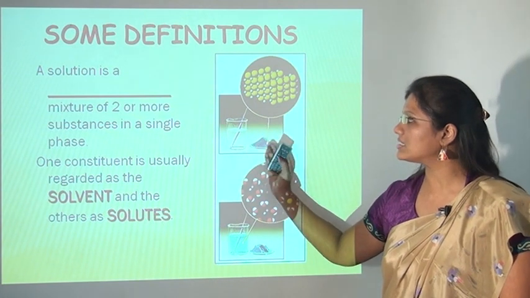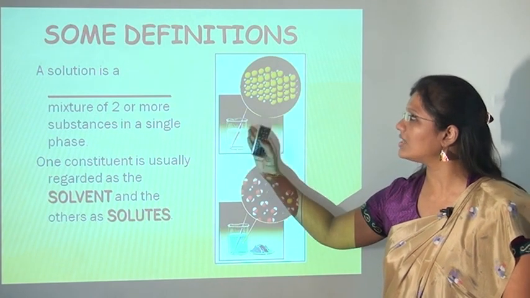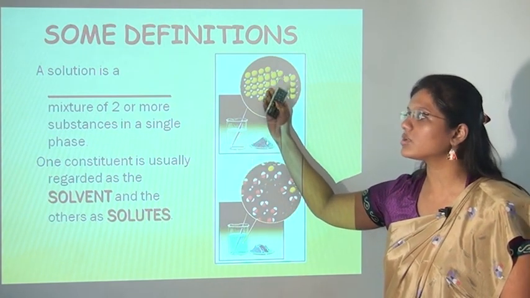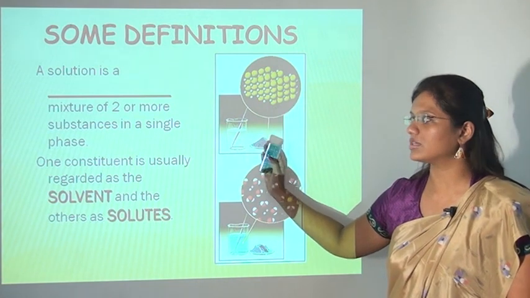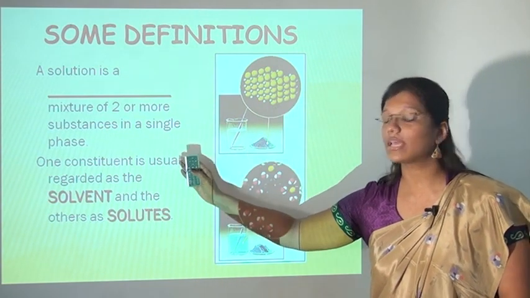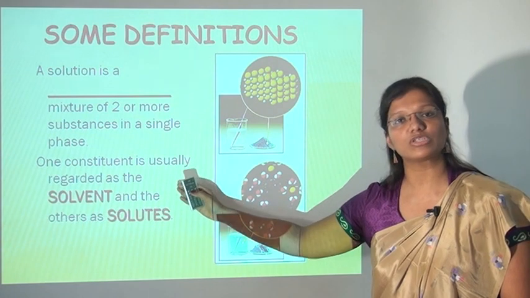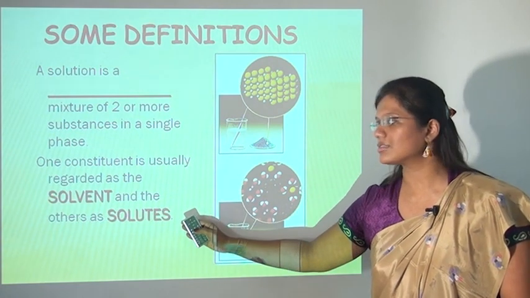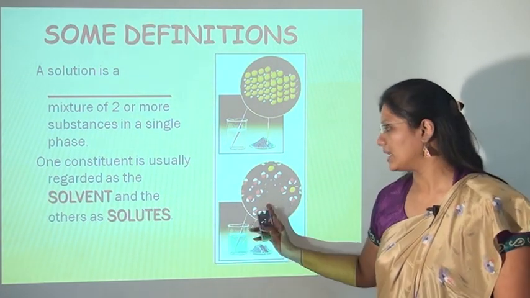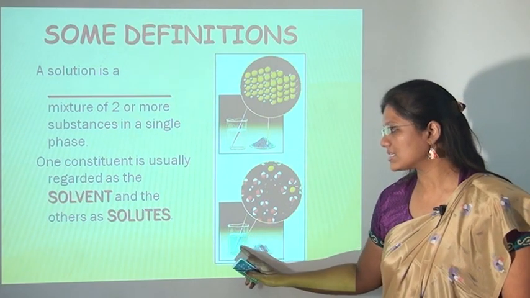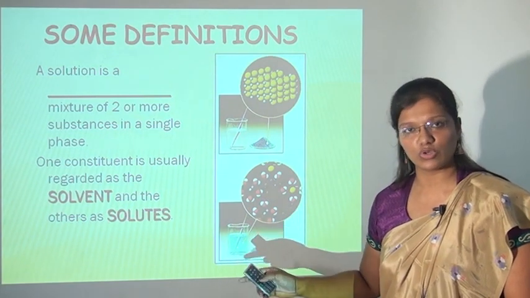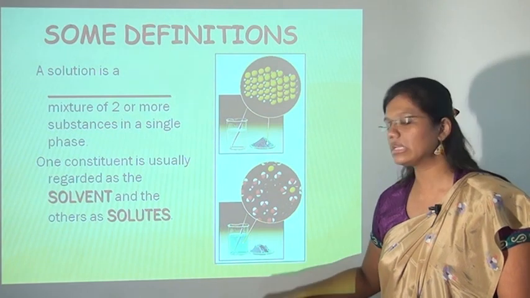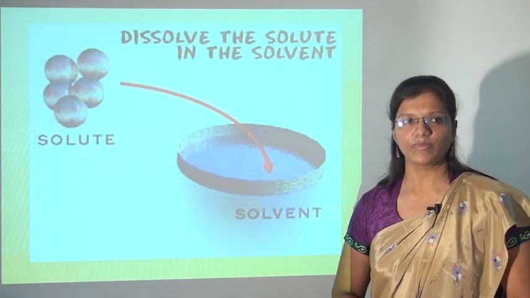Here you can see this is the solute, this is the solvent, and this is the molecular structure of that solute. In a solution, one constituent is known as the solvent while another constituent is known as the solute. This is the solution, which contains both your solute and solvent. That thing is known as a solution.